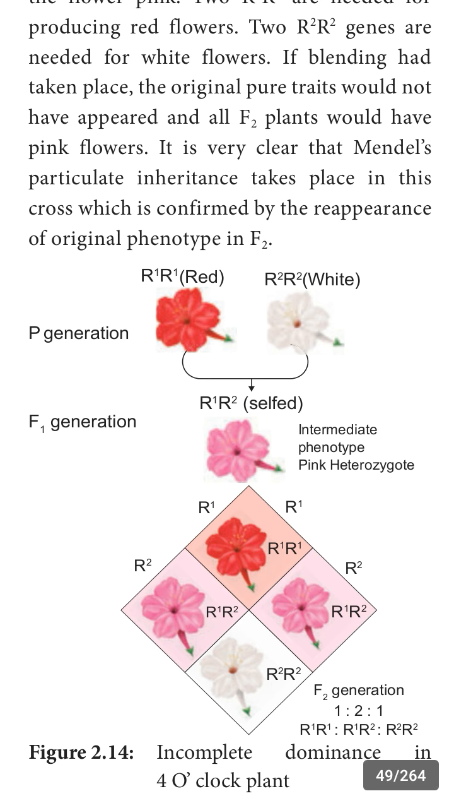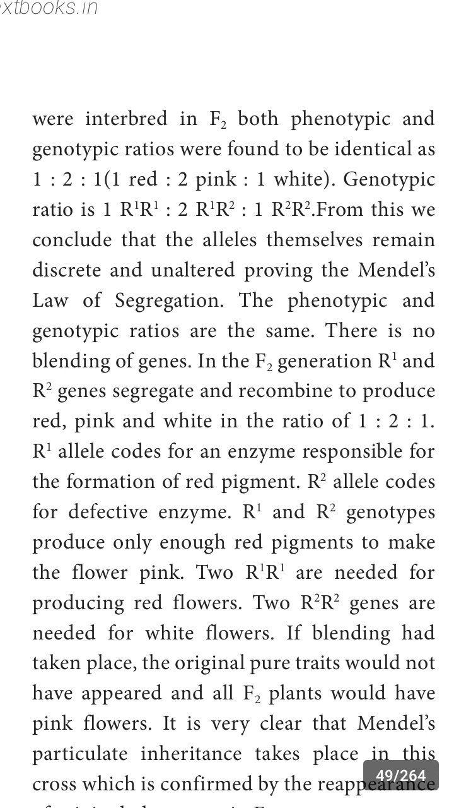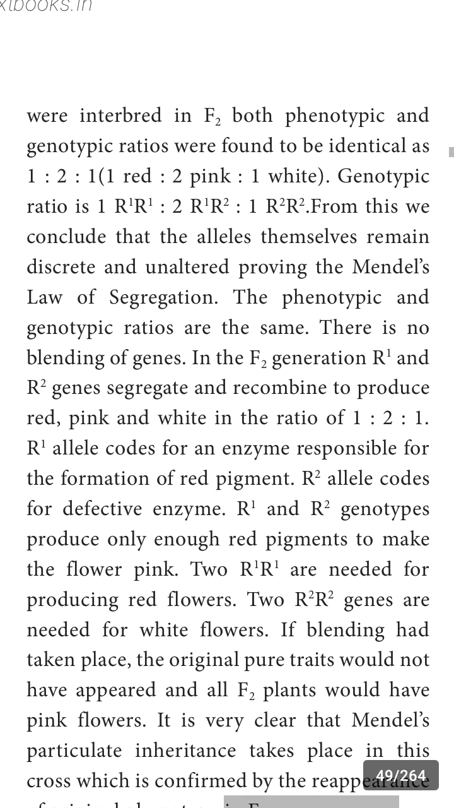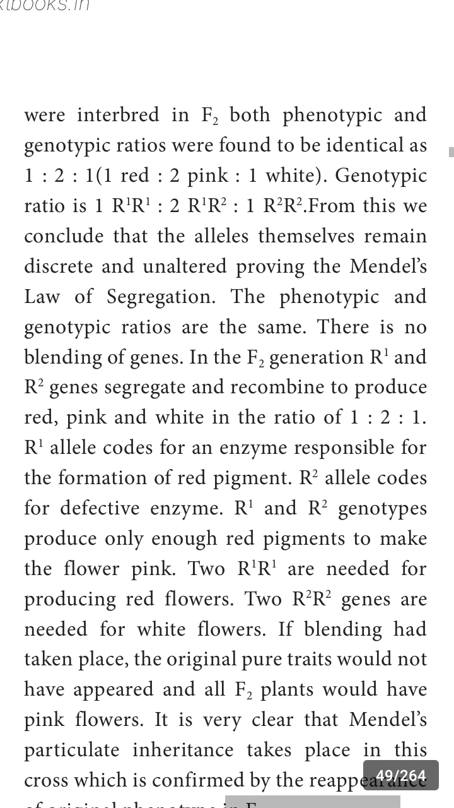From this we conclude that the alleles themselves remain discrete. So this shows that the alleles never blend together, they never mix together; they remain unique, pure, discrete and unaltered, proving Mendel's law of segregation. As we have studied in the law of segregation, blending of the genes will not take place. They remain in a hidden form, but they may reappear in the next generation. So that is the law of segregation, or law of purity of gametes. The phenotypic and genotypic ratios are the same. There is no blending of genes; the alleles of the genes are not mixing.